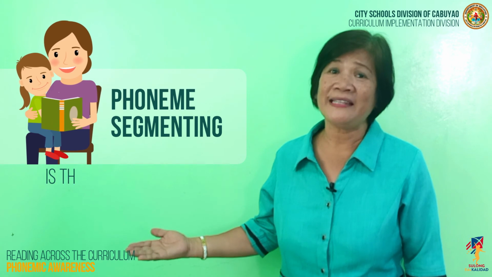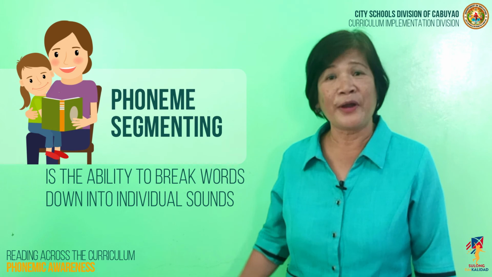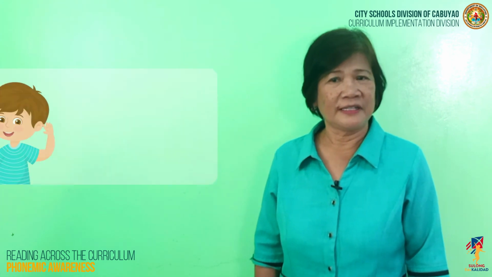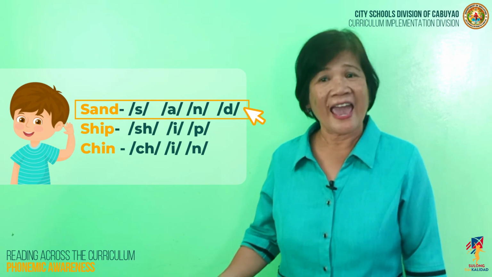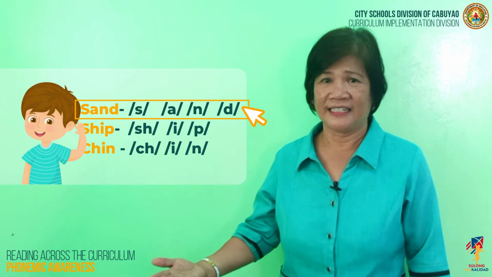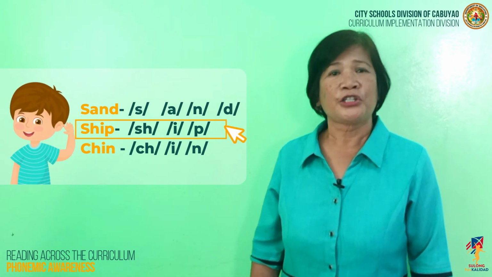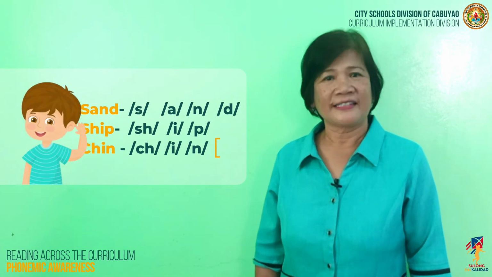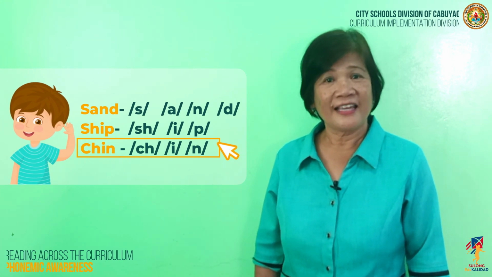What is phoneme segmenting? Phoneme segmenting is the ability to break words down into individual sounds. For example, sand: s-a-n-d. Another example: ship: sh-i-p. Next: chin: ch-i-n.